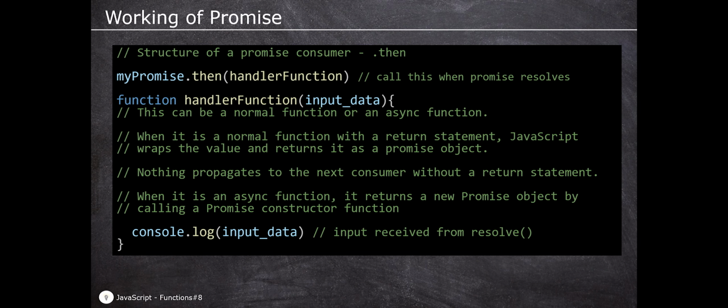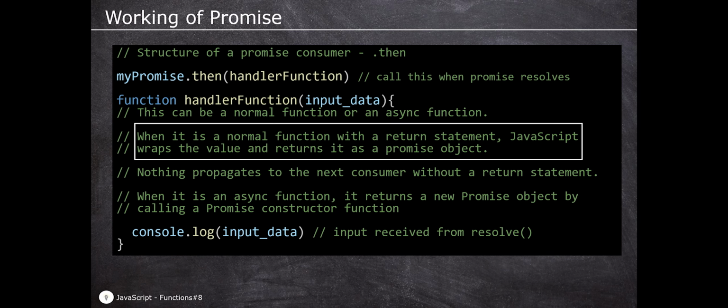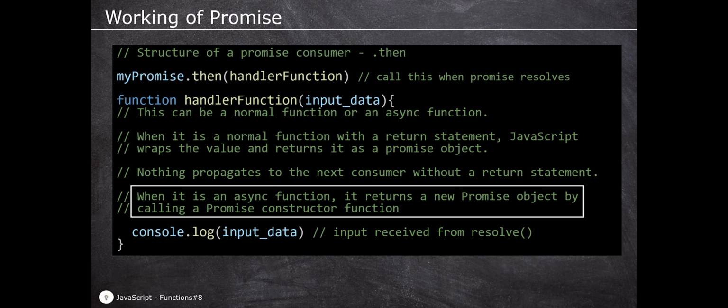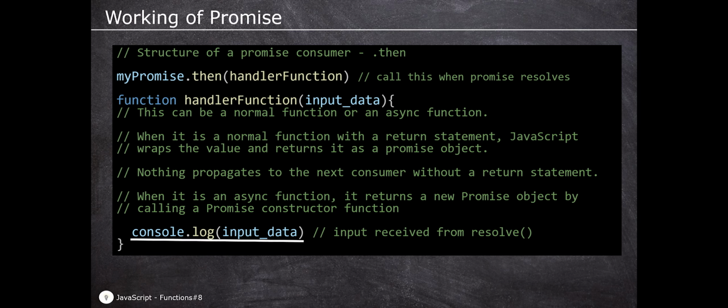Let's get more clarity on consumers by looking at the pseudocode. The .then method receives a handler function as a callback. The handler function can either be a normal or an async function. So when a handler function is a normal function with a return statement, the returned value is wrapped as a promise object and passed on to the next consumer in the promise chain. When the handler function executes asynchronous code, it returns a promise object. In the last statement of console.log, the argument input data receives the value passed as a parameter to the resolve function of the executor function.